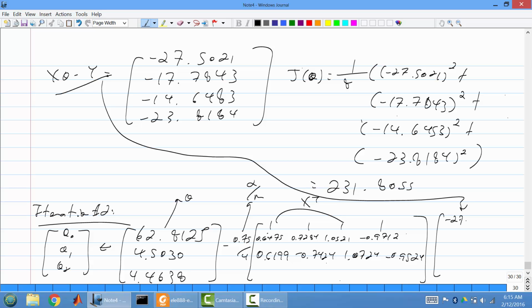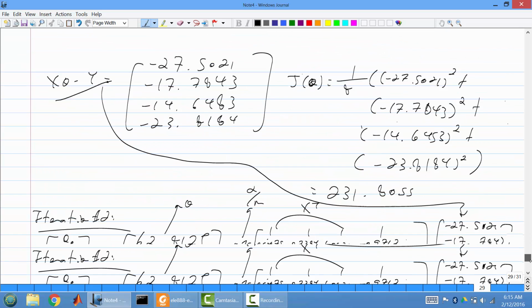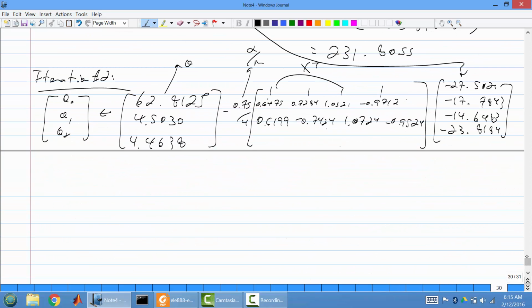So minus 27.5, 5021, minus 17.7843, minus 14.6483, minus 23.8184. And again, I'm not going to insult your intelligence by showing you how to compute this. You already know how.